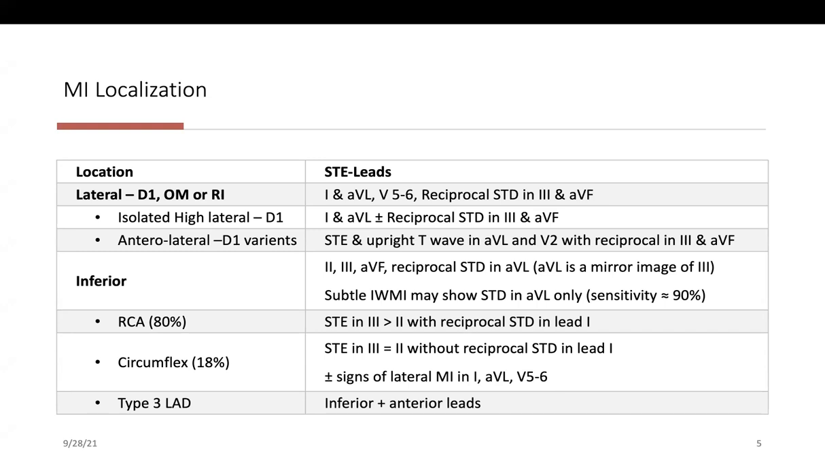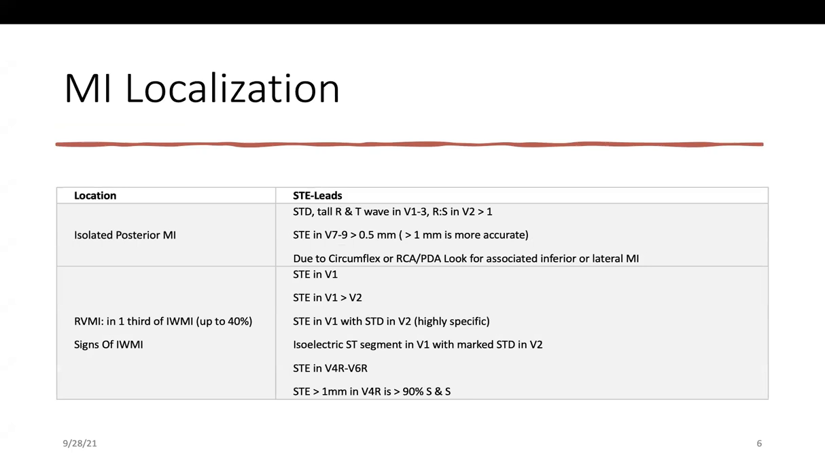For the inferior MI, the RCA is the cause in 80%, and you will find ST elevation in 3 more than 2, with reciprocal changes in lead 1. If it's the circumflex, it's around 20%, and you will find the ST elevation in 2 and 3 are equal. Type 3 LAD, you will find anterior ST elevation plus inferior.